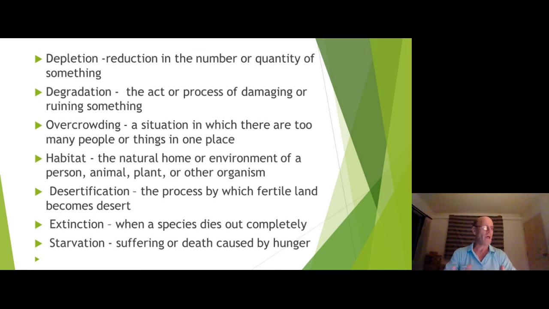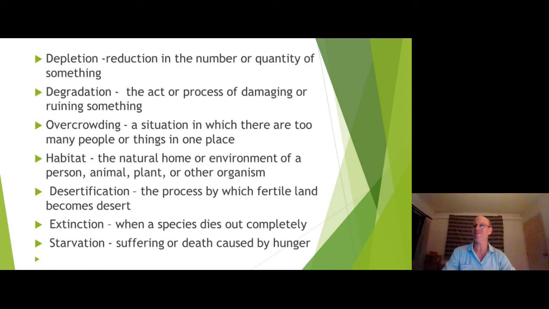That means fertile land is usually farmland, land where we can grow crops, and the deserts of the world are expanding and the farmlands are contracting. That's based mostly on human activity that's causing climate change and other environmental problems.